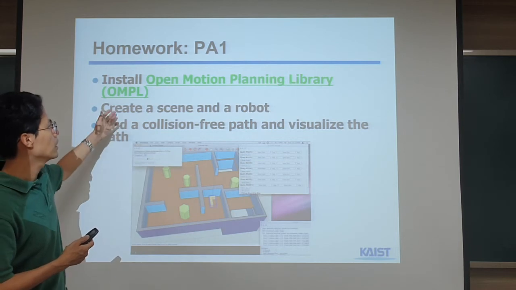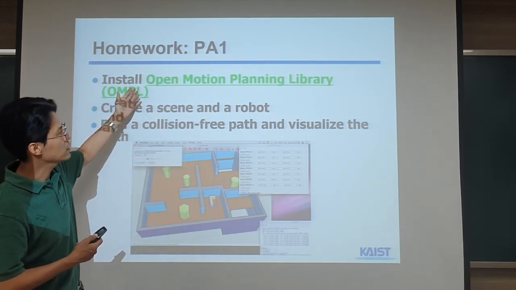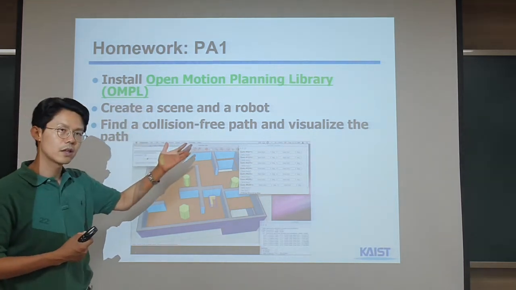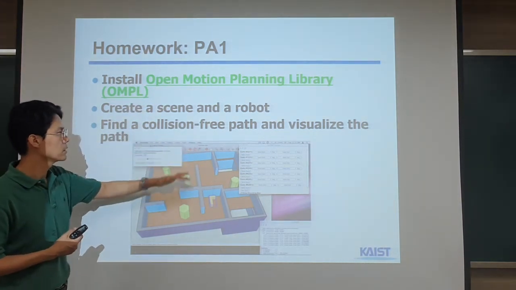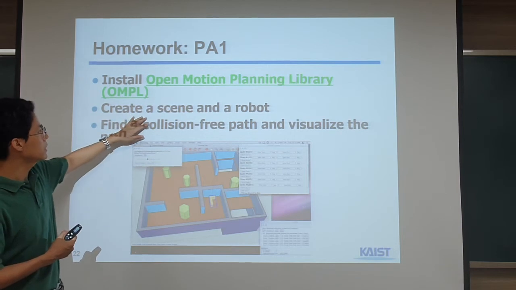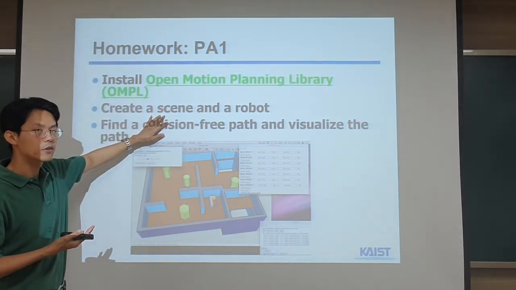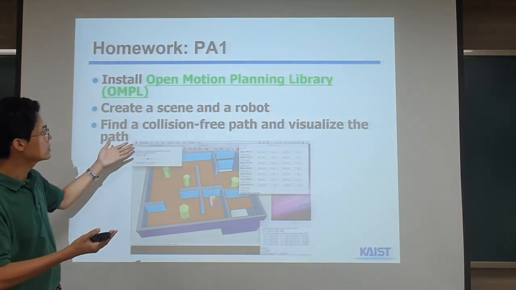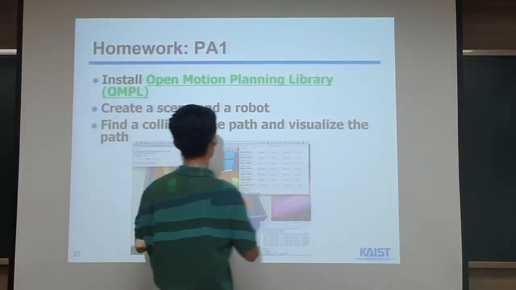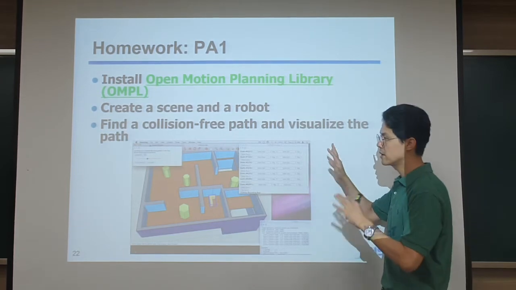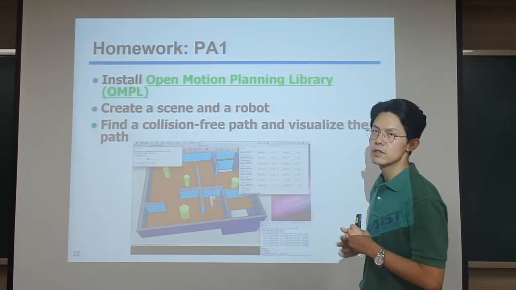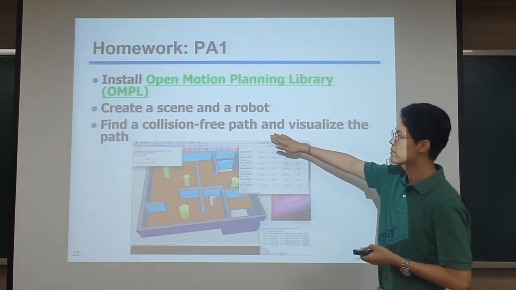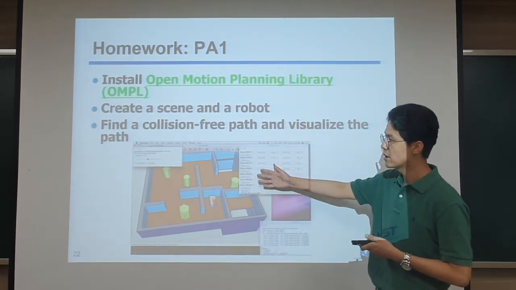If you download it, you can try out different scenes and robots. You don't need to create a scene by yourself. I know that you can choose an existing scene and an existing robot, and then by clicking some buttons or by using some of the API, you can very easily find the collision-free path and visualize the result like this.